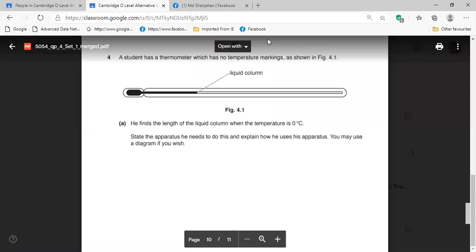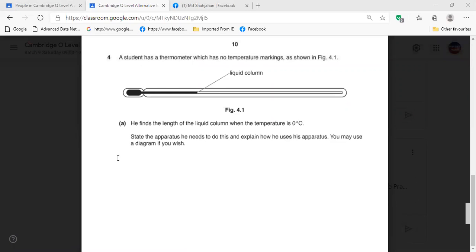The length of the liquid column when the temperature is 0 degrees Celsius. State the apparatus he needs to do and explain how he uses his apparatus. You may use a diagram if you wish.